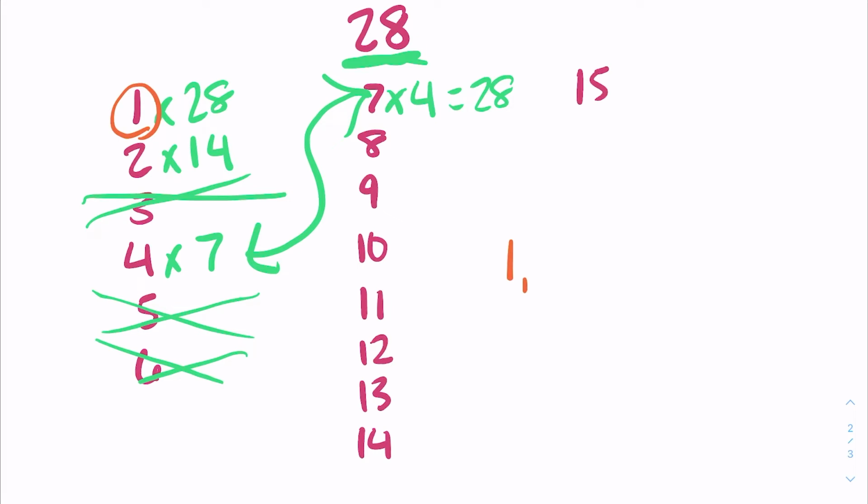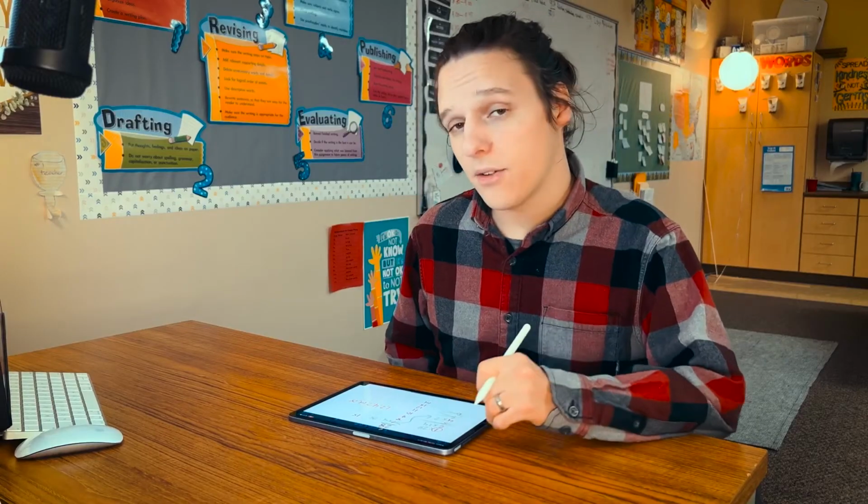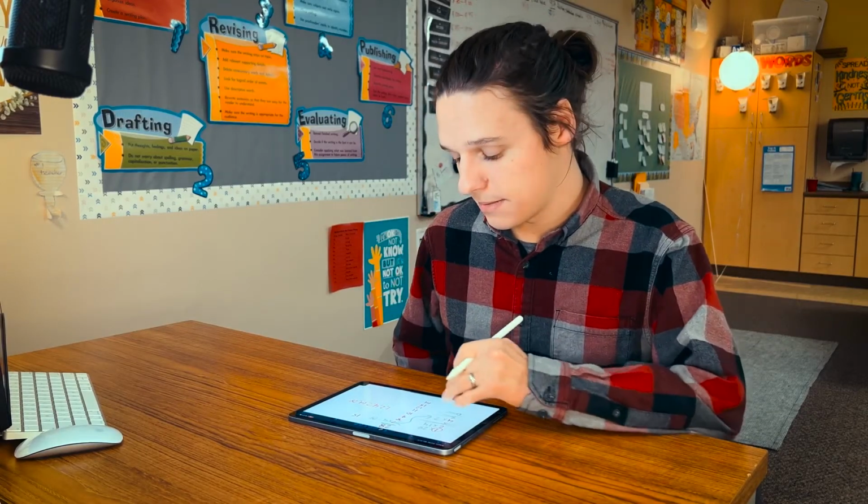I have 1, I have 2. I do not have 3, but I do have 4. My next biggest number is 7. Then I have 14. And lastly, I have 28. That is how you write a list of factors.